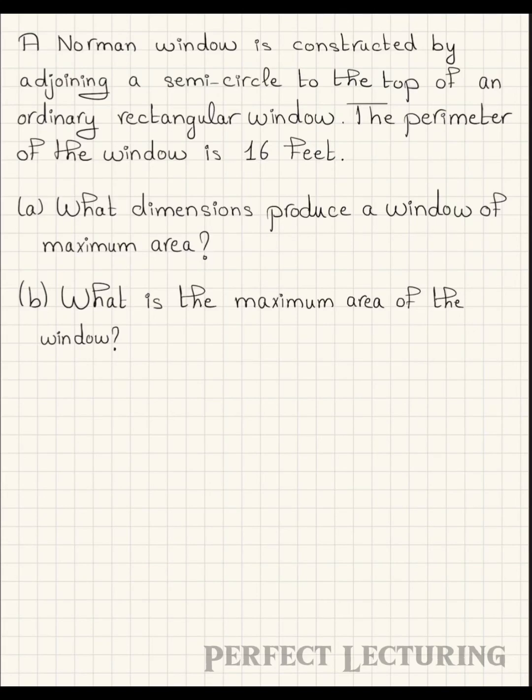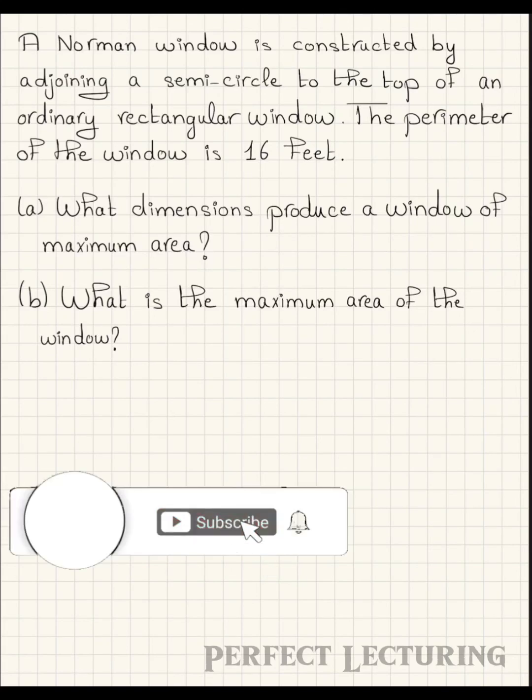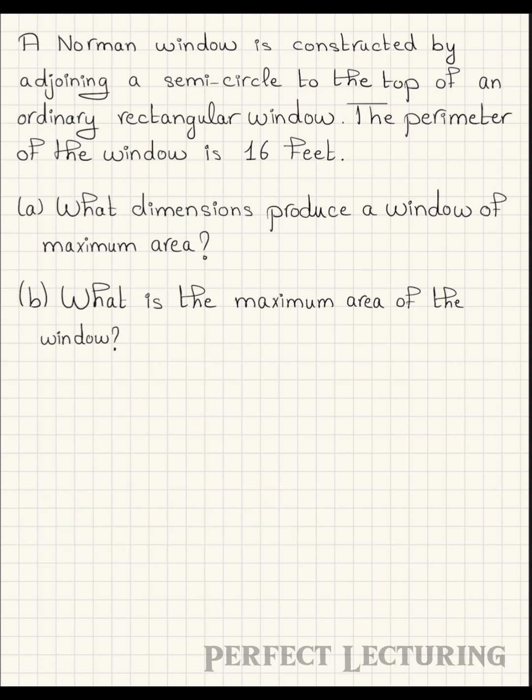Hello everyone. In this video, I'm going to solve a second example on optimization problems with quadratic functions. Alright, a Norman window is constructed by adjoining a semicircle to the top of an ordinary rectangular window. So we have a rectangular window, and on the top of it, we have another semicircle. The perimeter of the entire window is 16 feet.